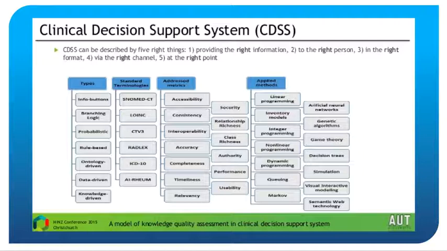So this is another representation of a clinical decision support system, and it says that you can describe it in five right things. So that's the right information, the right person, the right format, the right channel, and the right point. So any system that is built with the correct algorithms to help clinicians provide the right information to the right person with the right format through the right channel, that's a clinical decision support system. So it's a really broad topic.